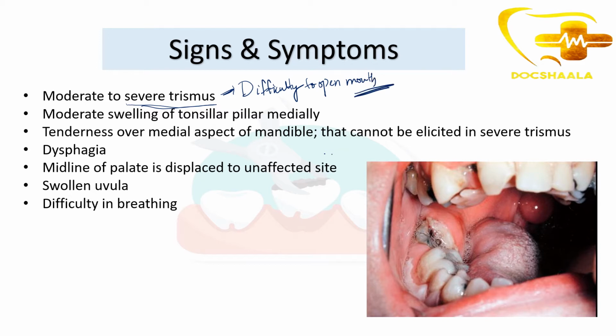Then moderate swelling of the tonsillar pillar medially. You can even observe that in the image also. And tenderness over the medial aspect of the mandible cannot be elicited in severe trismus. Of course, when there is severe trismus and difficulty in opening, we can't see the mandible clinically. But when there is moderate trismus, we can appreciate the tenderness over the medial aspect of the mandible.